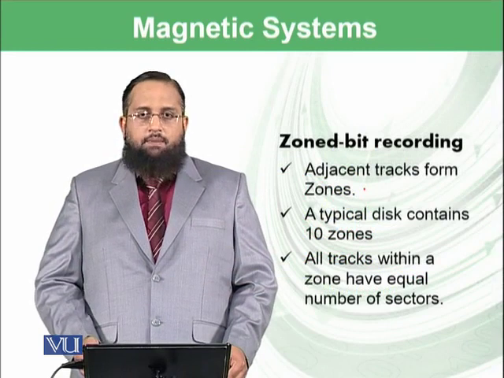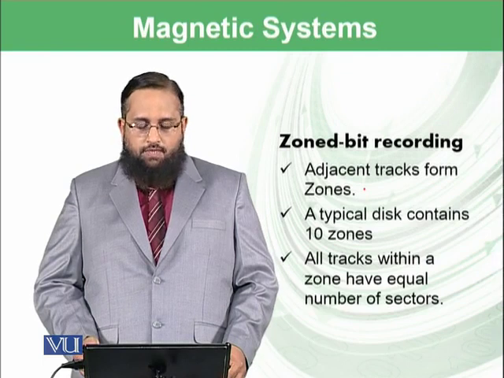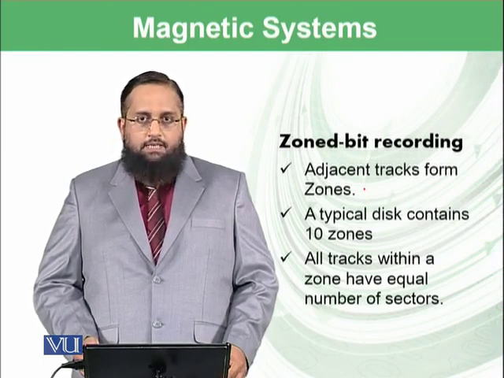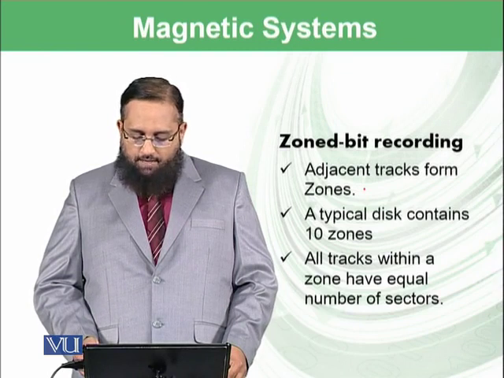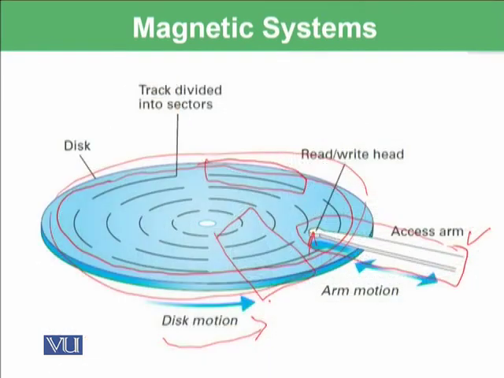So then there is a concept of zone bit recording. So adjacent tracks form some zones. A typical disk contains 10 zones, and all tracks within a zone have an equal number of sectors. So if I let you see the zones, for example, these are the corresponding or adjacent sectors, and they can form a zone. So the read-write head coming in this direction can read data from the adjacent sectors. So this reduces the time to read and write the data.